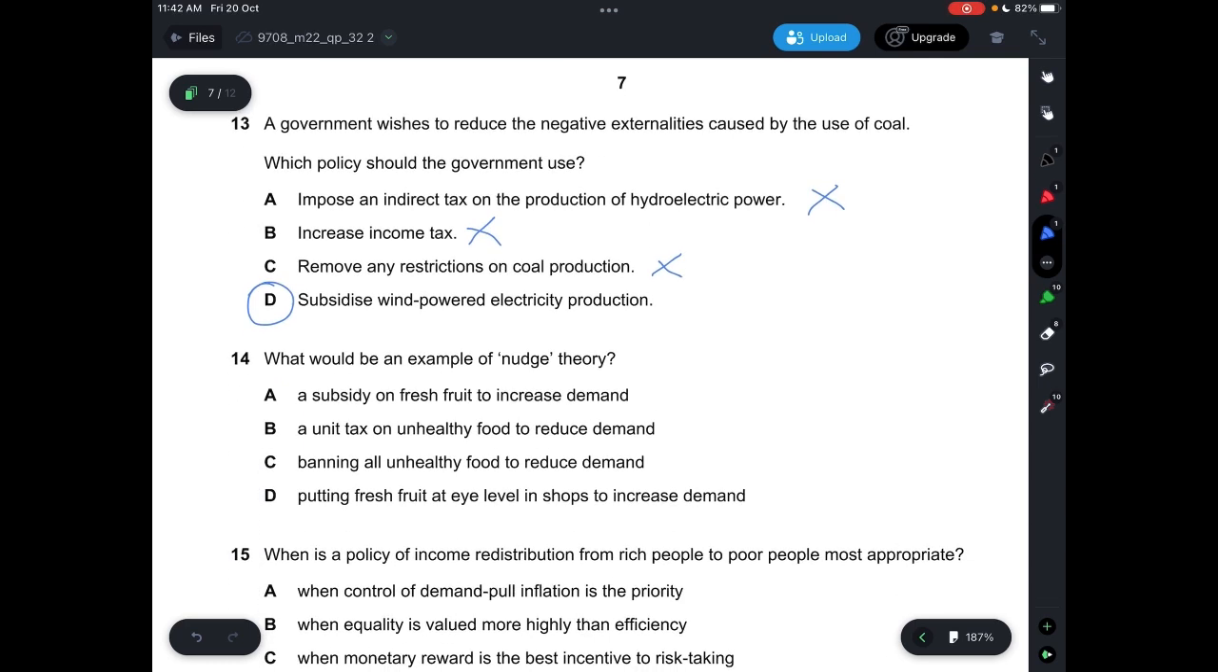Alright. Question 14. What would be an example of nudge theory? Okay, A, it says a subsidy. A subsidy is basically government giving the subsidy. It's not nudge theory.